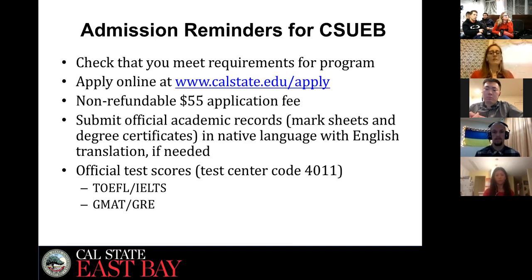And then you would need to mail in your academic records. They need to be official. And if your academic records are in Ukrainian or some other language, then we would need an official English translation as well. And then the test scores can be submitted directly from ETS using our test center code.